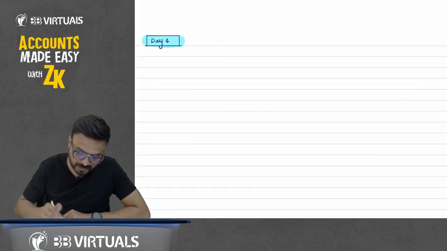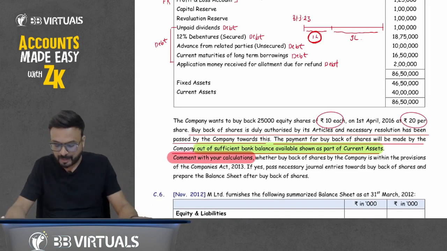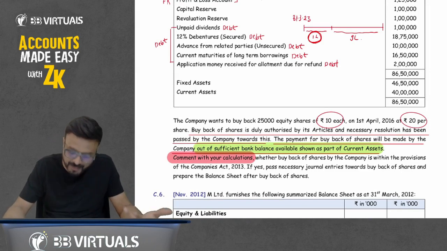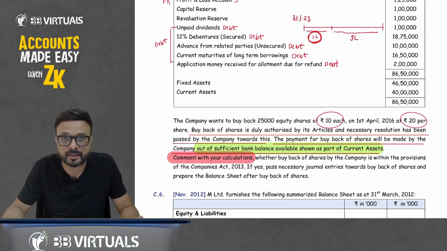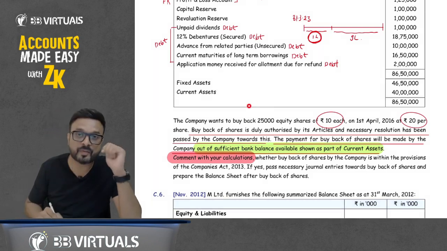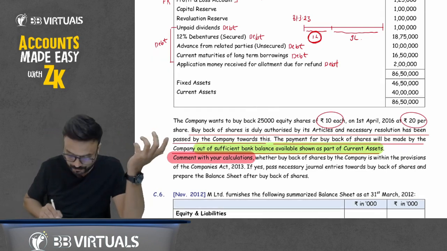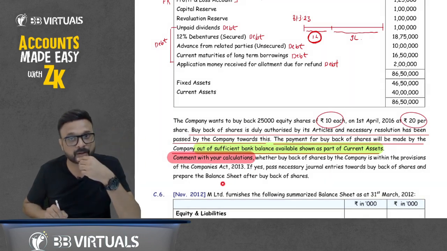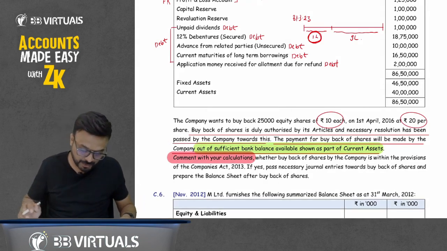It is asked in the question, comment with your calculation whether the buyback of shares by the company is within the provisions of the Companies Act 2013. If yes, pass necessary journal entries towards buyback of shares and prepare the balance sheet after the buyback. So we first have to calculate the maximum number of shares they can buy back as per the Companies Act, and see whether this 25,000 is within that limit. If yes, then we pass the journal entry, and after the buyback we prepare the balance sheet.